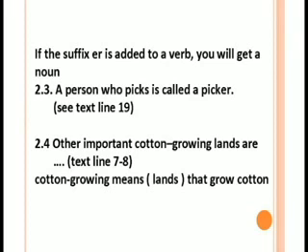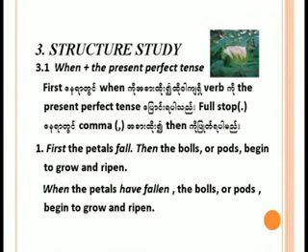Now, we will go to the next portion. This exercise will help you know how to form compound adjectives. Let's study example 2.4. We can say that cotton growing means lands that grow cotton. From this example, you can try other questions. All the answers are in the study guide. Note that when forming compound adjectives, the noun before the verb ing is always singular. In exercise number 3, you have to learn structure study.